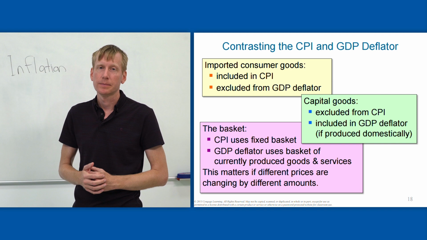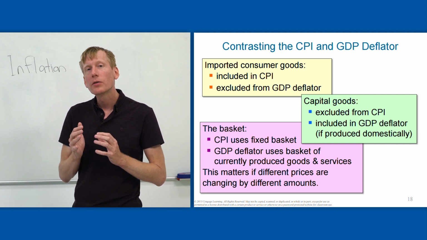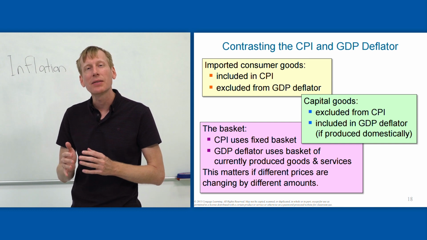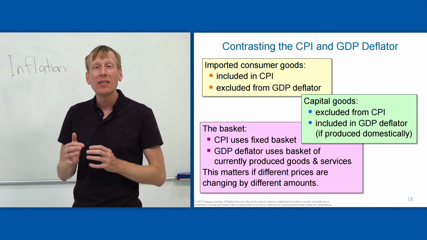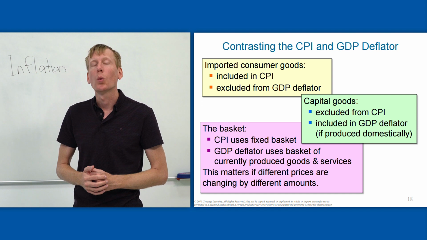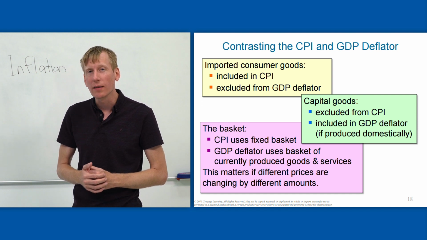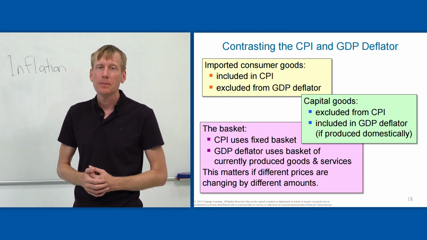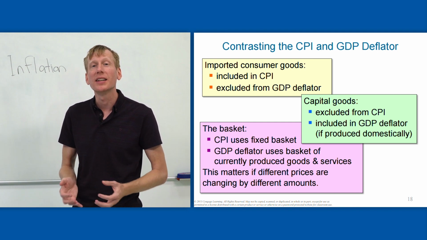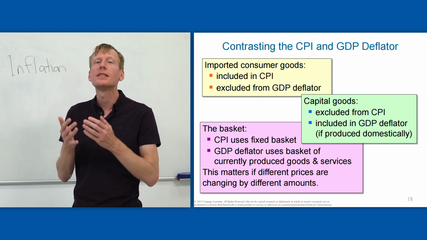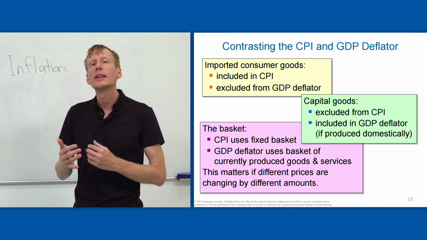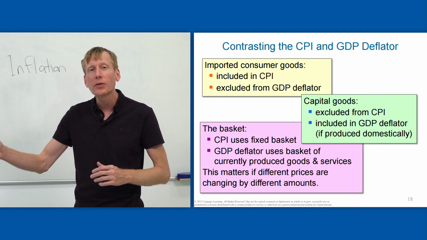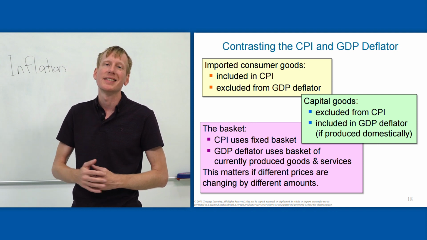Now, the big reason that we saw this jump in the CPI in the late 1970s and early 1980s in the United States was an increase in the cost of oil, which was imported into the United States. That big increase in the cost of imports raised CPI, but didn't raise the GDP deflator, again, because that was oil that was produced in other countries and imported into the United States.